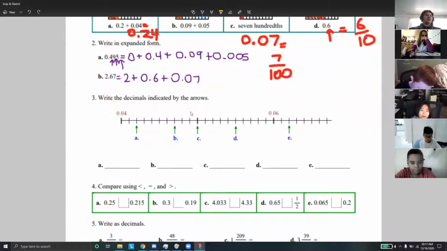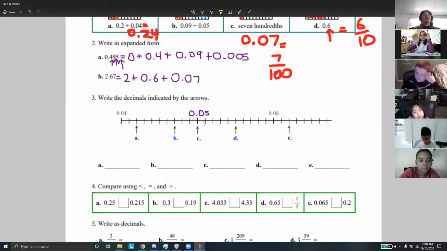So we know between here is going to be 0 and 5 hundredths. And then how do we know what each of these specs are? Well, we know that there are 10 lines in between each of these hundredths. And so 10 times smaller than hundredth is? 1,000. Correct. 10 times smaller than hundredth is thousandths.